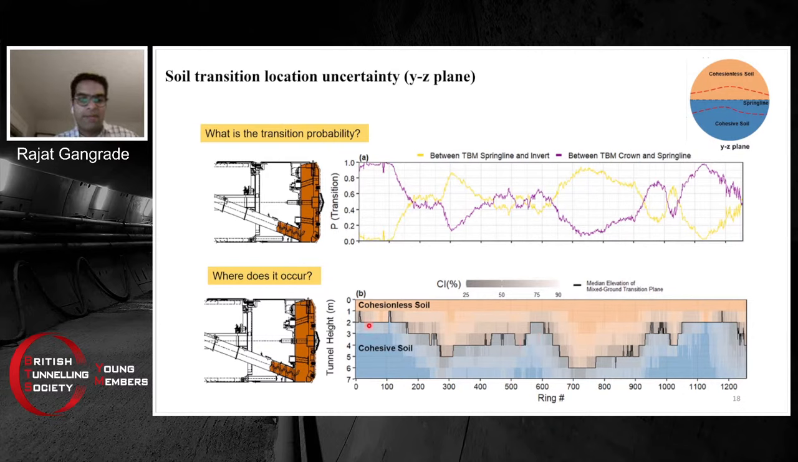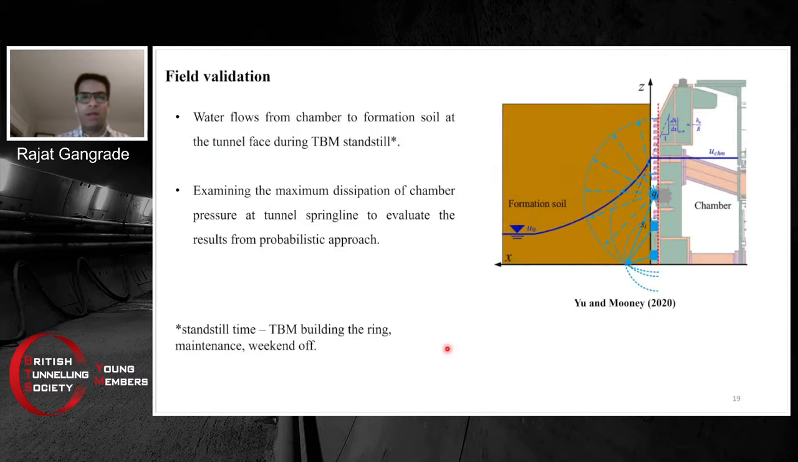So a median elevation, when we say we are excavating the first 300 rings, there is a pretty high probability that this transition is going to occur at about a median elevation of 2. After I cross ring 200, that probability drops to much lower. That is why we have a higher uncertainty band in the background. But a median elevation could be just below or at the spring line. So this is more of a quantified assessment of where the transition is going to occur.